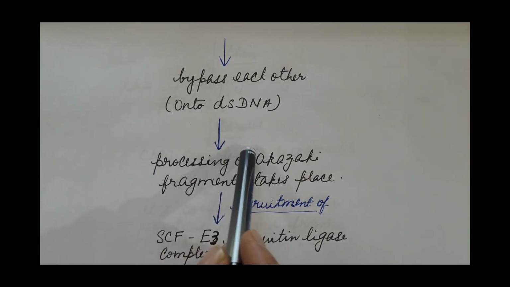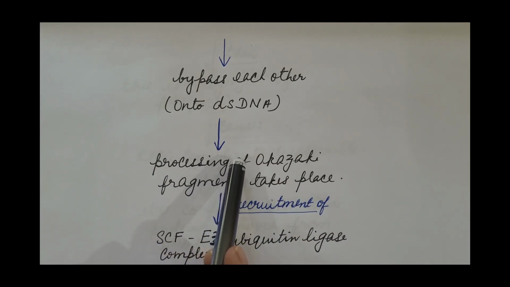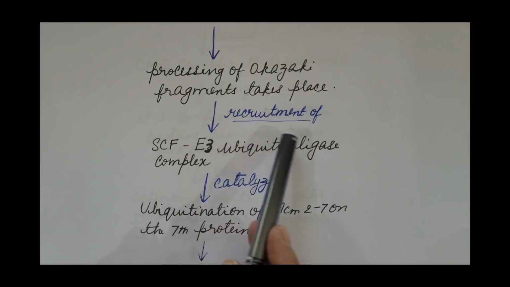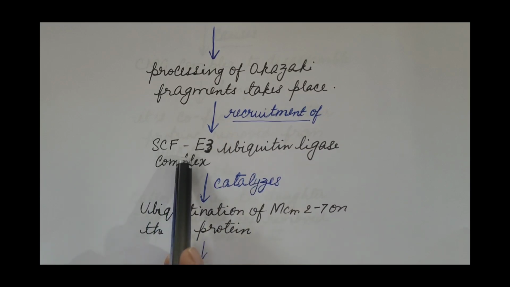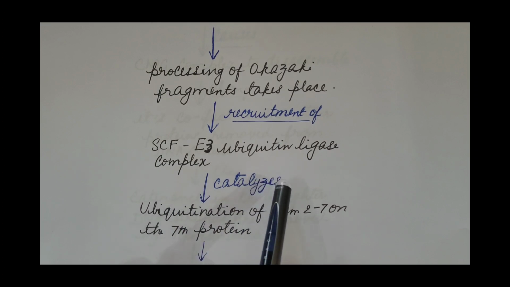This is followed by the processing of Okazaki fragments, meaning removal of the RNA primer and replacement with a stretch of DNA. This we will discuss in detail in a separate video, on removal and replacement of RNA primer. This is followed by recruitment of the SCF E3 ubiquitin ligase complex. This SCF catalyzes the ubiquitination of MCM2-7 on the 7th protein.